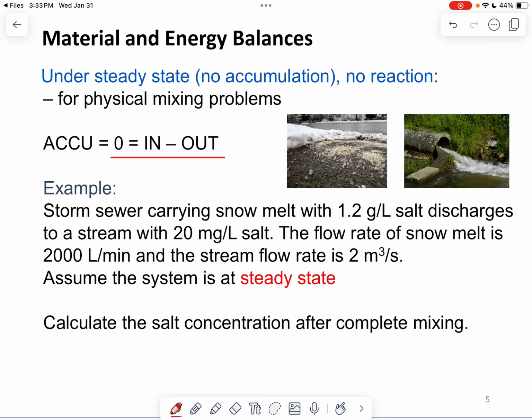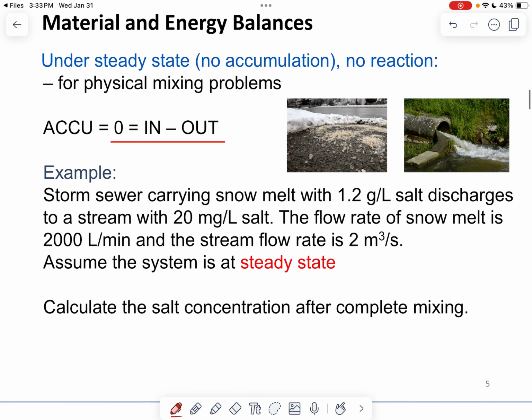So this example tries to estimate how this snow melt affects the salt concentration in the natural water, right? So here is the problem condition. Basically you have a storm sewer carrying snow melt with 1.2 gram per liter of salt, and then it's discharged into a stream with 20 milligram per liter of salt.